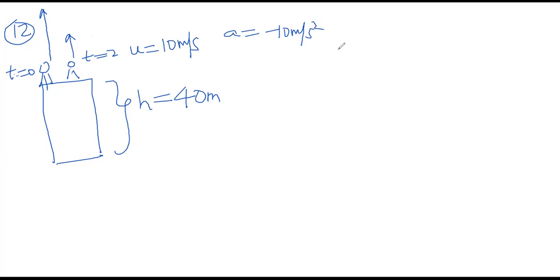Now, what are the situations that are possible in the given options? Both the balls hit the ground simultaneously. This one, which is thrown 2 seconds early, and the other one, which is thrown 2 seconds later.